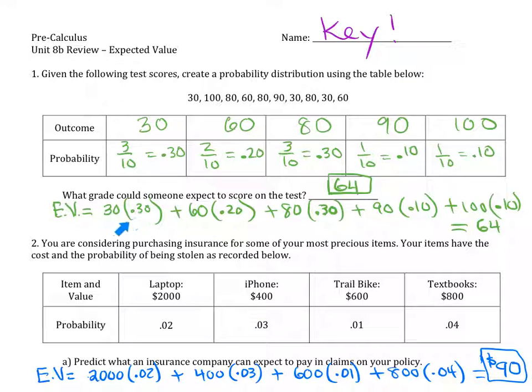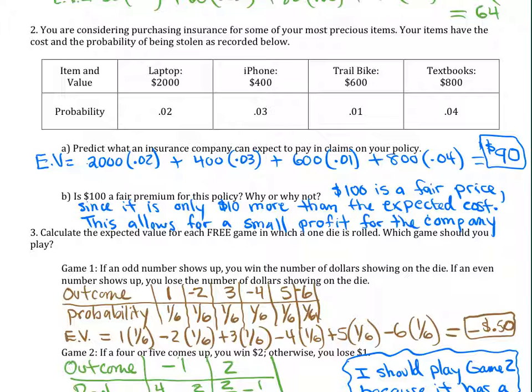So we do all the multiplication and then add all of these up, and we end up with 64. So this is the grade that someone could expect on the test score, 64. All right, moving on to number 2.